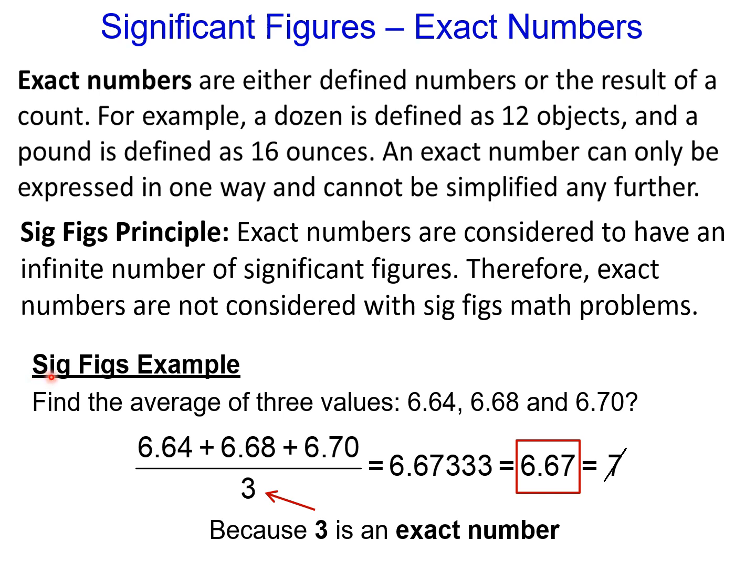There are 12 cars in the parking lot. There are 12 people in the classroom. There are 16 light bulbs in the building. Okay? That's simple counting, so you ignore it. So let's show you an example of sig figs math.